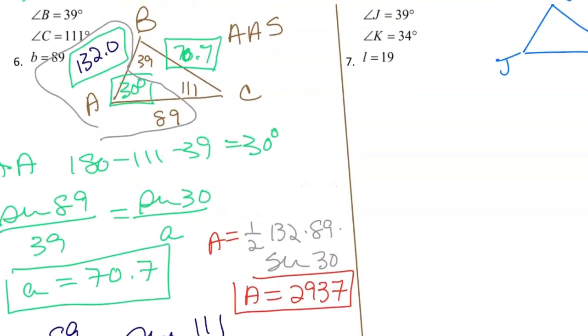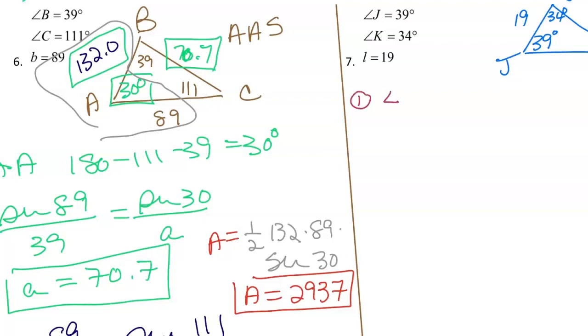So angle J is 39. Angle K is 34. These are degrees. And little side L is 19. Okay, so what have I been given? Angle, side, angle. Angle, side, angle is law of sines, and it's not ambiguous. So I'm going to get one triangle, nothing else to worry about.